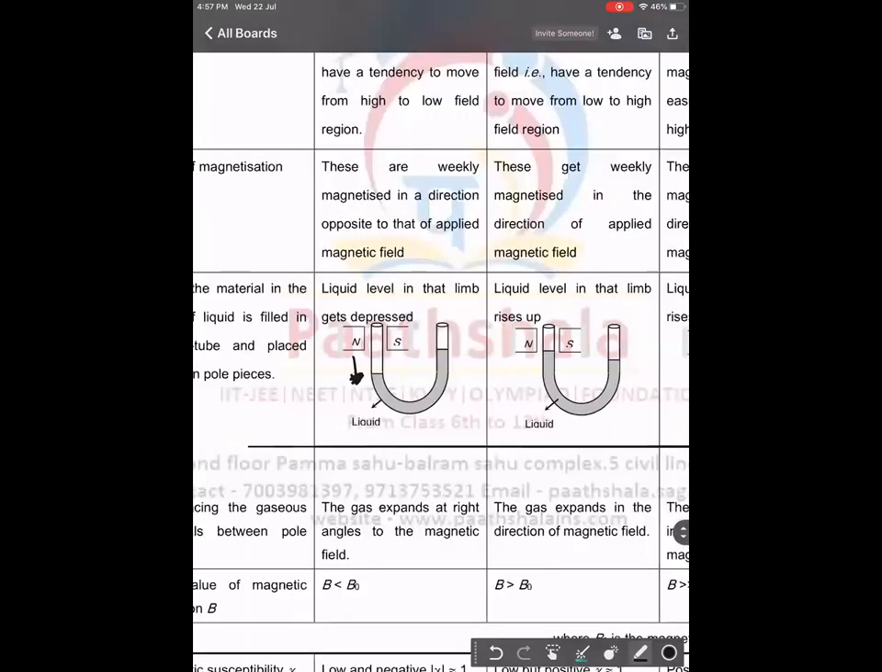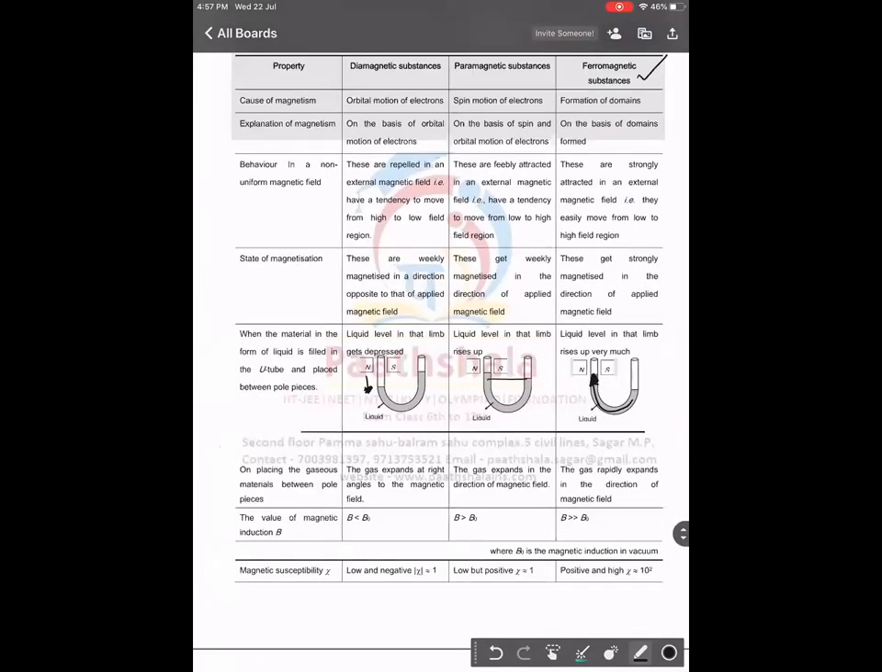Okay. And see, the paramagnetic substance goes up by a very small amount. Can you see this? Understood, bacho? Yes, sir. And the value of chi is negative and low for a diamagnetic substance. The value of chi is positive but low for a paramagnetic substance. And the value of chi is very high and positive for a ferromagnetic substance. This point is important for the school exam. These 2 points are very important for the school exam.